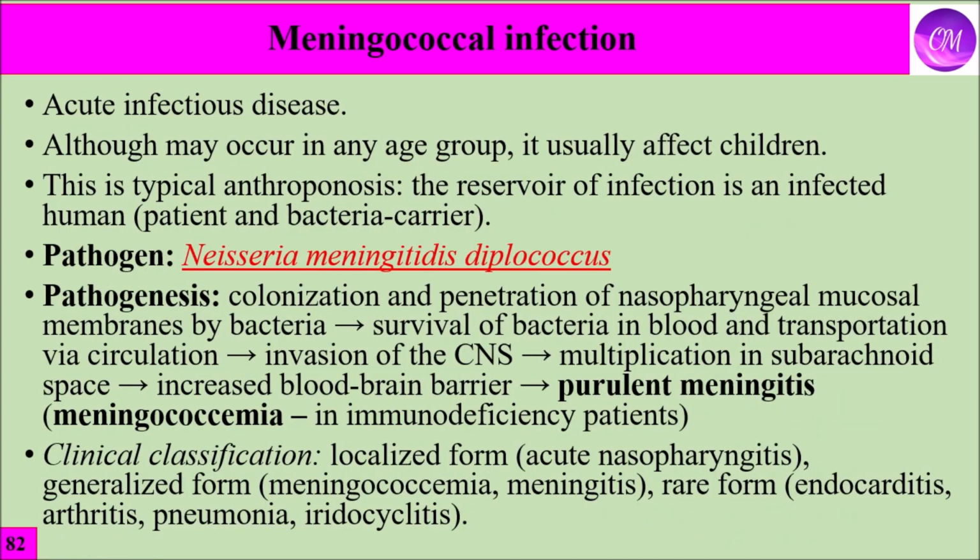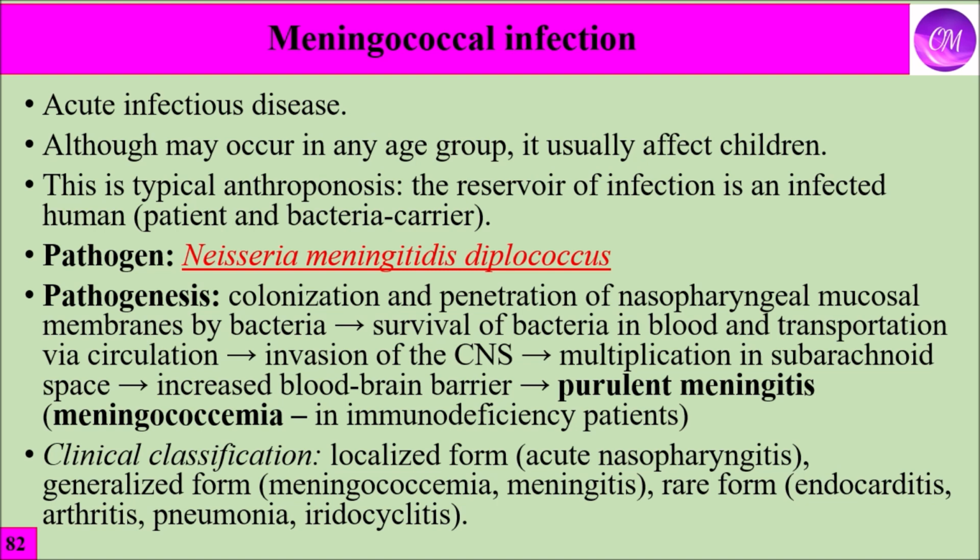Next disease is meningococcal infections. It is an acute infectious disease. Although it may occur in any age group, it usually affects children. This is a typical anthroponosis. The reservoir of infection is an infected human. The pathogen is Neisseria meningitidis, a diplococcus. Meningococcus.